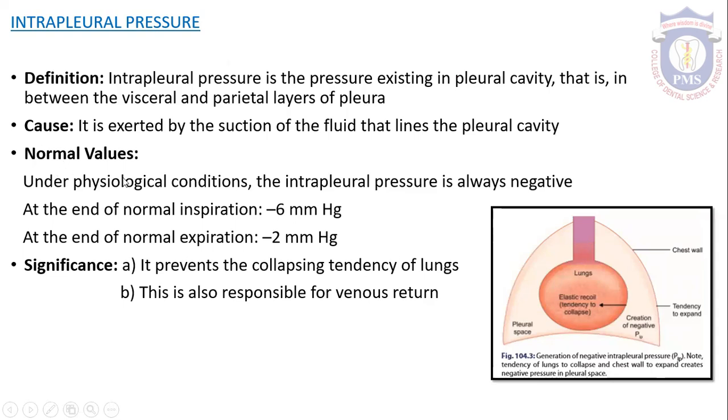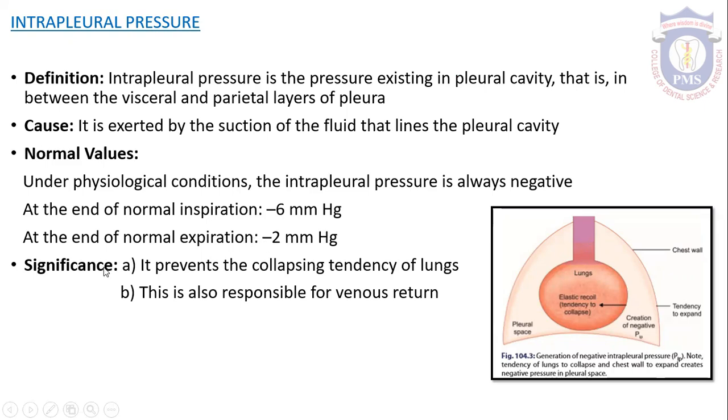Now, talking about its normal value, it is normally negative. That is, during normal inspiration, it is more negative, and during expiration, it becomes less negative, though it is always negative. So, at the end of normal inspiration, it will be around -6 millimeter mercury, and at the end of normal expiration, it is around -2 millimeter mercury.